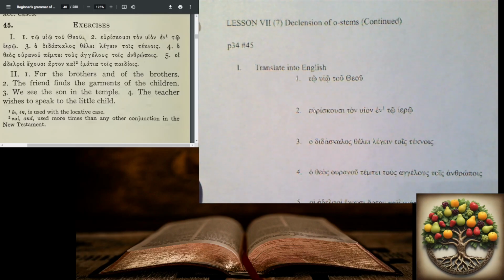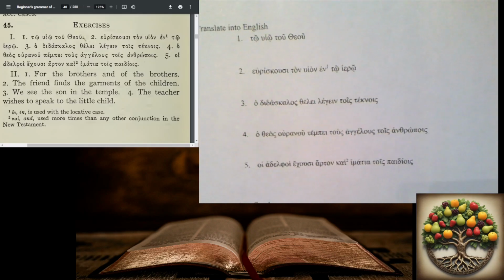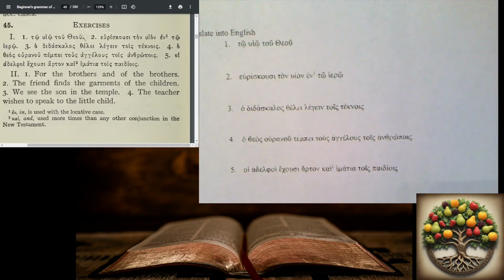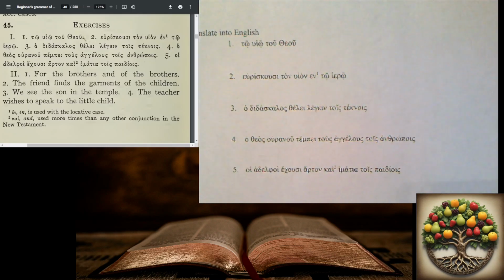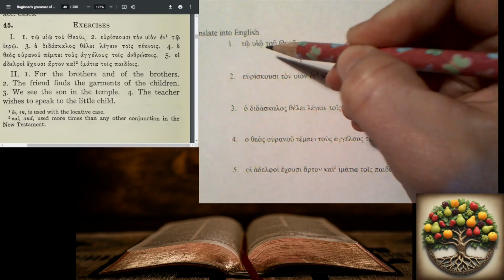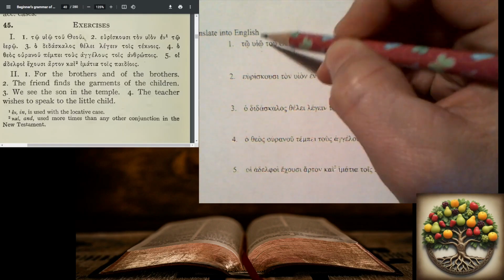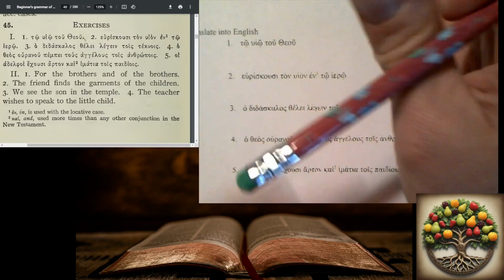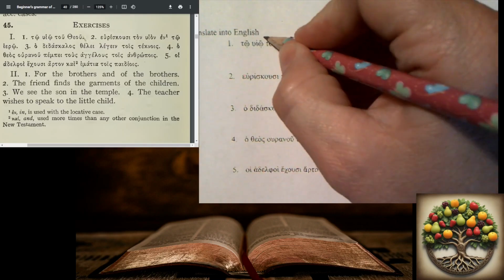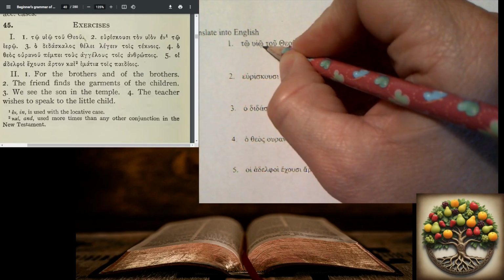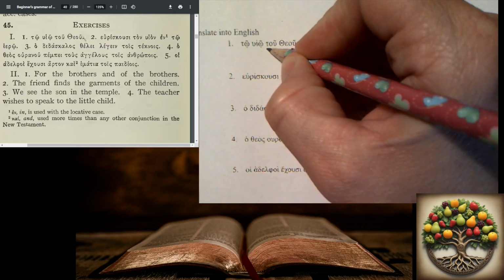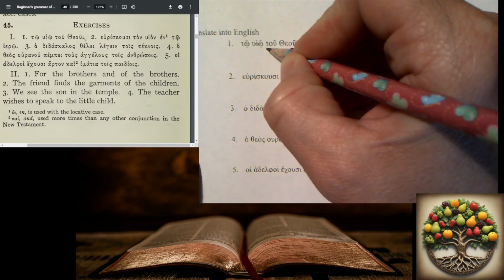All right, so this is the Lesson 7 homework. And part 1 is to translate into English. Okay, so here we've got the sun, and it's in the locative, instrumental, or dative case, and we don't necessarily know which one because we have no context. So we're going to write them all.